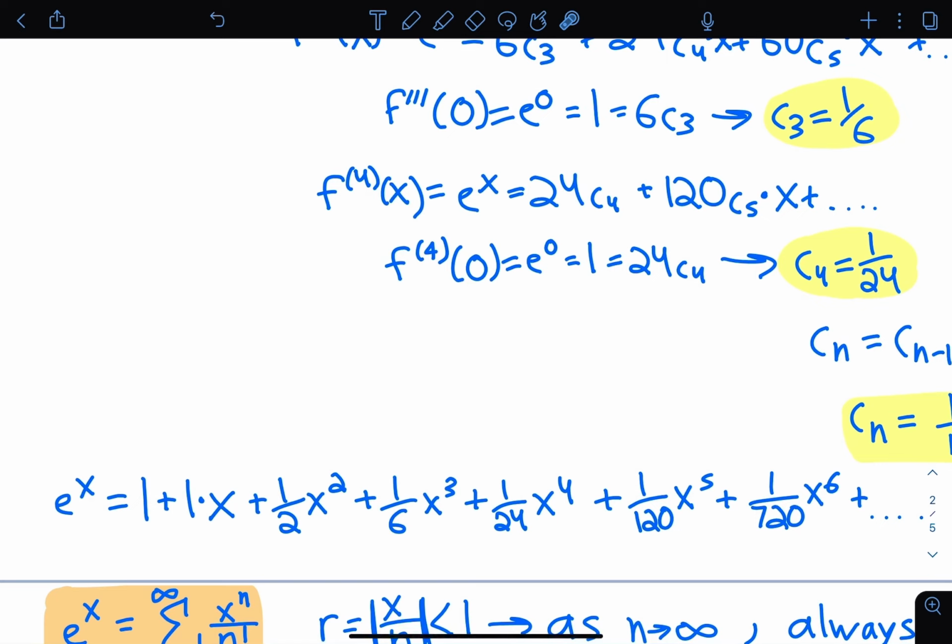Now, this may not surprise you or impress you in any way, okay? But this is kind of freaking incredible, okay? Because we think of e to the x, right? We go, oh yeah, derivative is the same, that's cool, right?